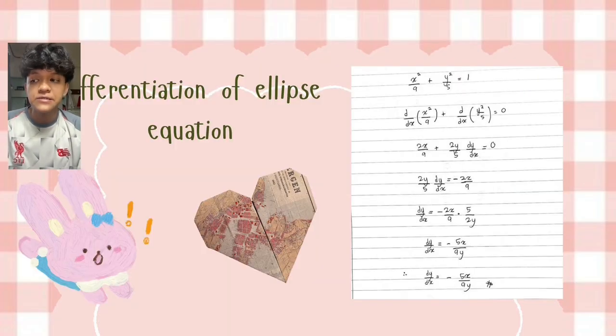Finally, applying implicit differentiation to the ellipse equation yields the gradient function dy over dx equals negative 5x over 9y, providing a complete mathematical reconstruction of the elliptical locus from its complex definition to its geometric and calculus-based properties.